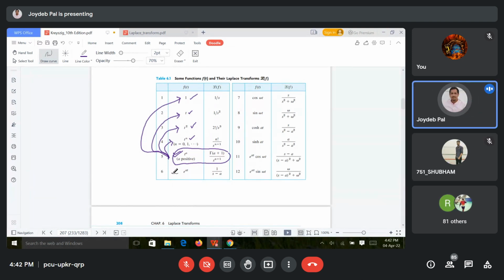And that is another type of function, e to the power at. The Laplace transform of e to the power at is 1 by s minus a. Okay, now here a may be positive, a may be negative also. Now you think, if it is asked the Laplace transform of e to the power minus 2t, then it will be what?